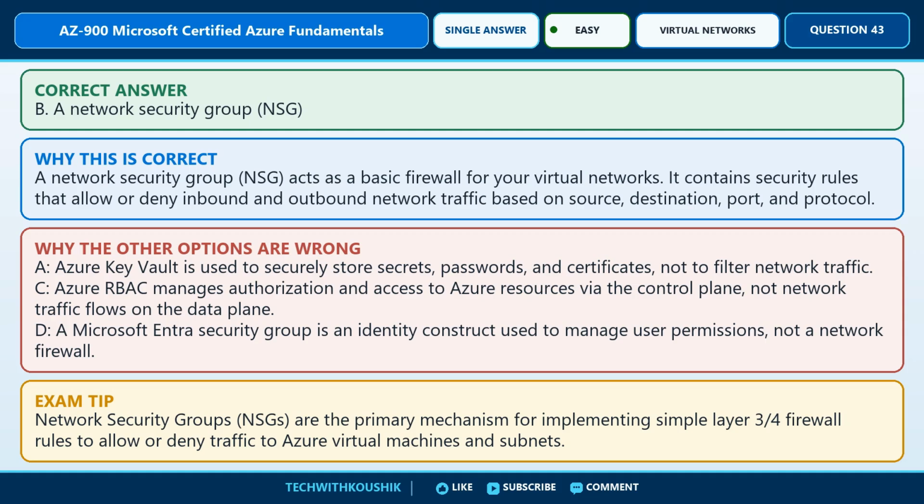firewall. Exam tip. Network Security Groups, NSGs, are the primary mechanism for implementing simple Layer 3/4 firewall rules to allow or deny traffic to Azure virtual machines and subnets.